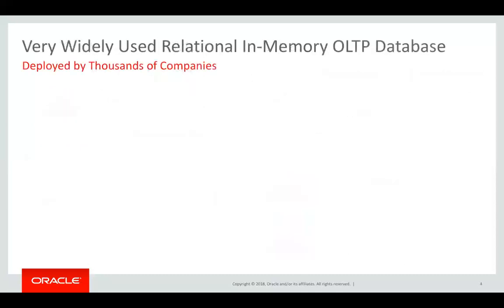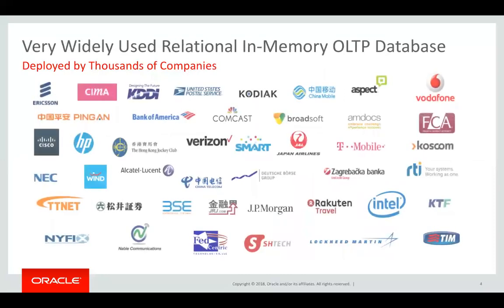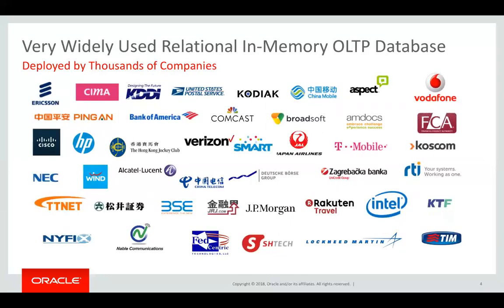For all these reasons, TimesTen is a very widely used relational database for OLTP workloads. It is deployed literally by thousands of companies in many, many different industries. As you can see from the slide, TimesTen is used in many different verticals, including financial services, telecommunications, and retail. So it's a very widely used database. It's been available since 1998 and has a very good reputation as an enterprise-grade, very sophisticated relational database engine.